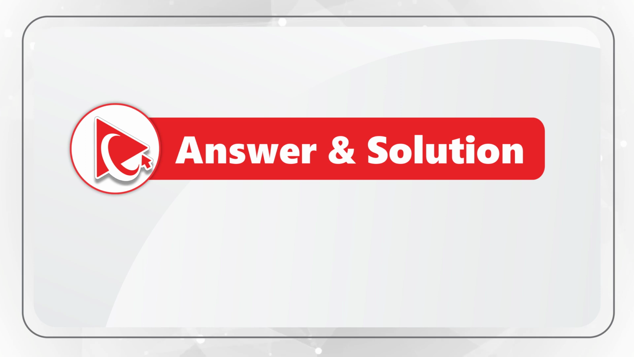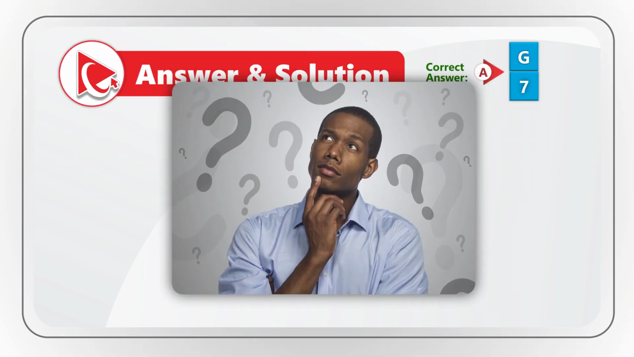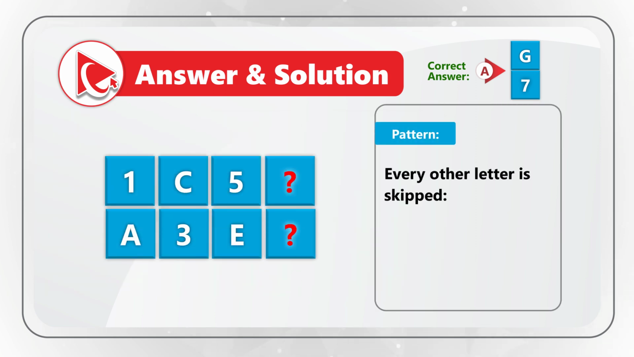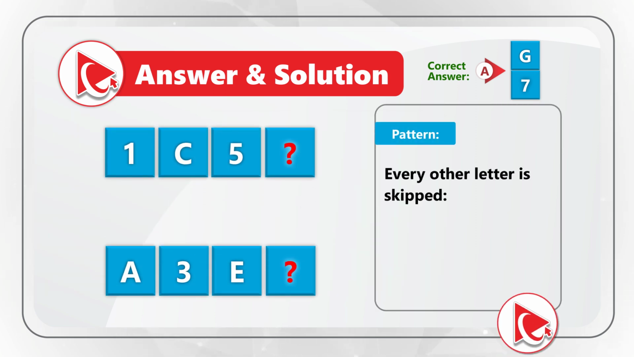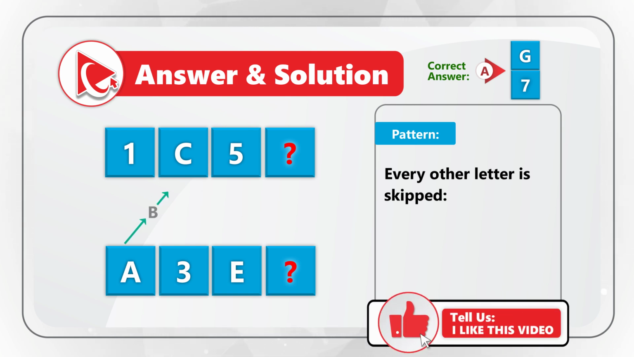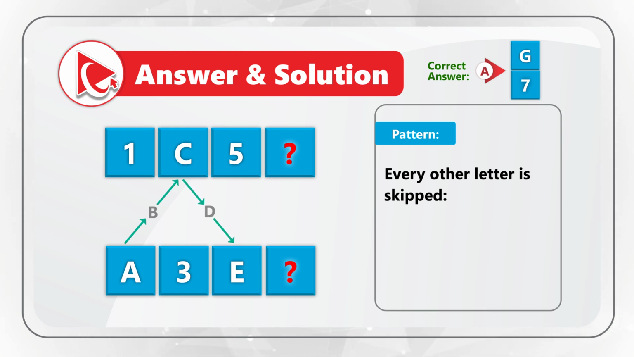I believe the correct answer here is choice A, G7. And here's why. I see the pattern that every letter here is skipped. Let's take a look. If we start with the bottom letter A, then comes letter B, but then we see letter C in the second column. Then comes letter D, which is skipped, and then we see the letter E, which means that the letter F will be skipped, and we will see the letter G.